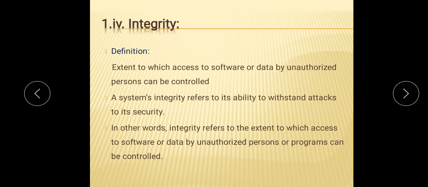Next one is integrity. The extent to which access to software or data by unauthorized persons can be controlled. A system's integrity refers to its ability to withstand attacks on its security. In other words, integrity refers to the extent to which access to software or data by unauthorized persons or programs can be controlled. Okay, so that is integrity.